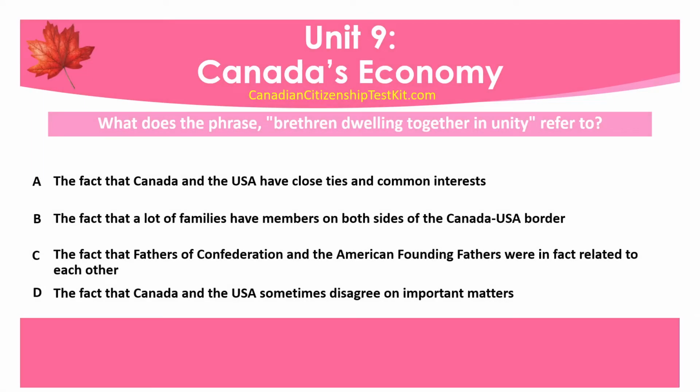What does the phrase, brethren dwelling together in unity, refer to? A, the fact that Canada and the USA have close ties and common interests. B, the fact that a lot of families have members on both sides of the Canada-USA border. C, the fact that Fathers of Confederation and the American Founding Fathers were in fact related to each other. D, the fact that Canada and the USA sometimes disagree on important matters.